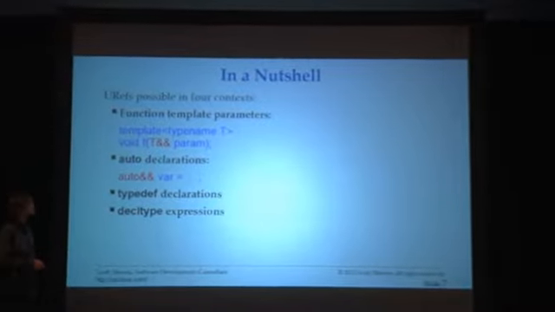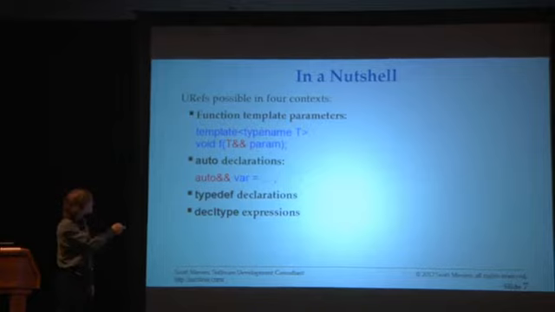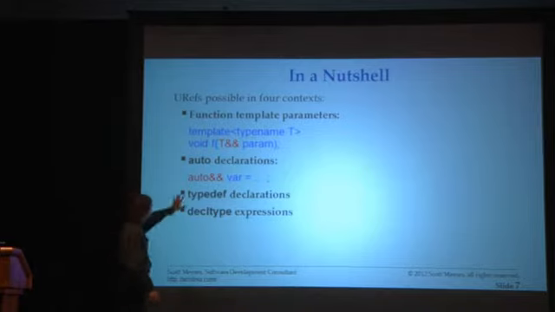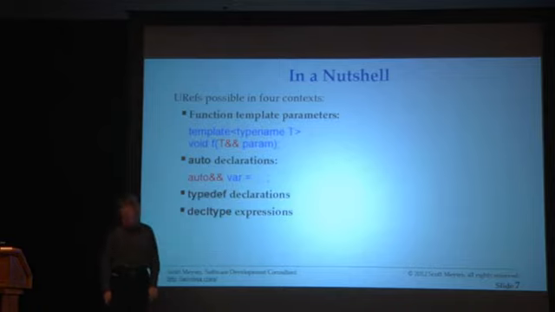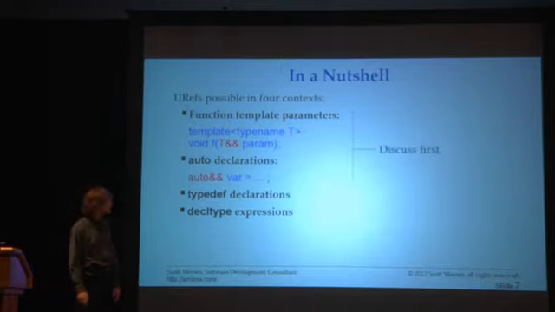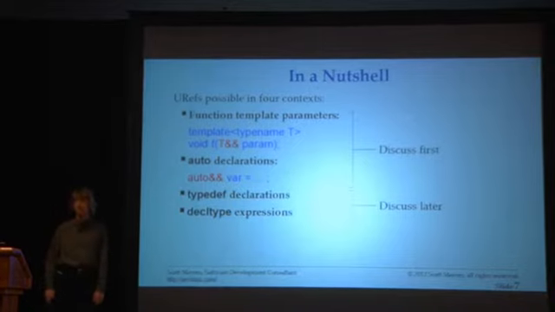Universal references are possible in four contexts. First, function template parameters. This is a universal reference. They can also occur in auto declarations. This is a universal reference. They can occur in typedef declarations, and they can also occur in decltype expressions. For purposes of this presentation, we're going to cover the templates and auto first. Typedefs and decltype will come after that, because they're not quite as straightforward.